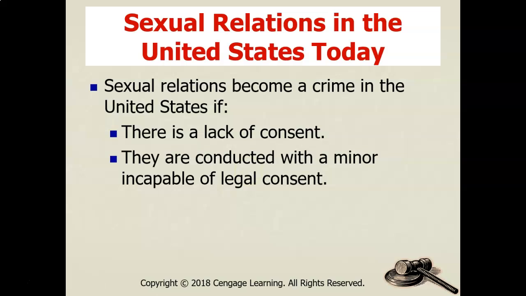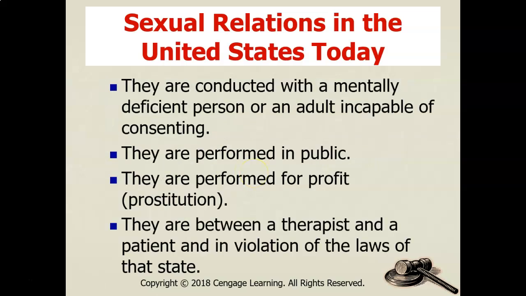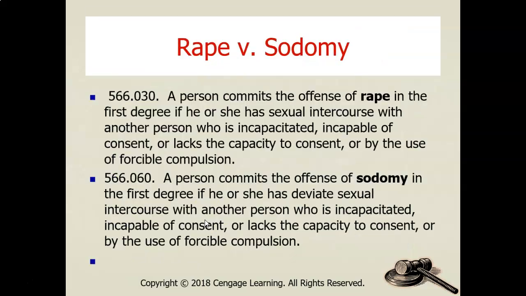Sex by itself is not a crime unless we start looking at how it was completed. So let's say they were conducted with a mentally deficient person, performed in public, performed for profit. There are certain relationships that can't have that, such as a therapist and a patient, in violation of the law. And then we look at rape versus sodomy. Rape, first degree, if there's sexual intercourse with another person who's incapacitated and incapable of consent or lacks capacity to consent, versus sodomy, which has deviant sexual intercourse.